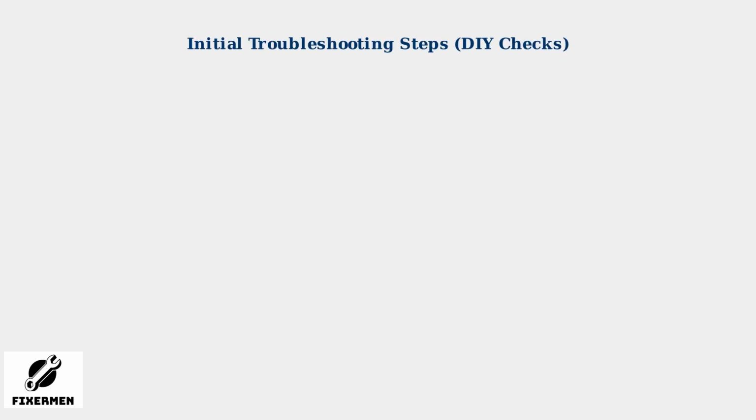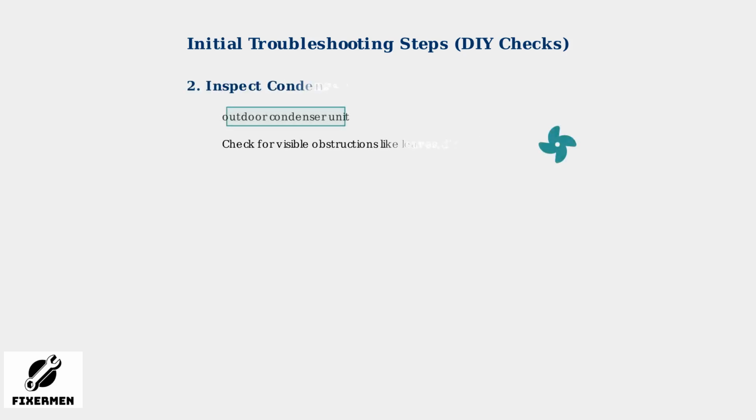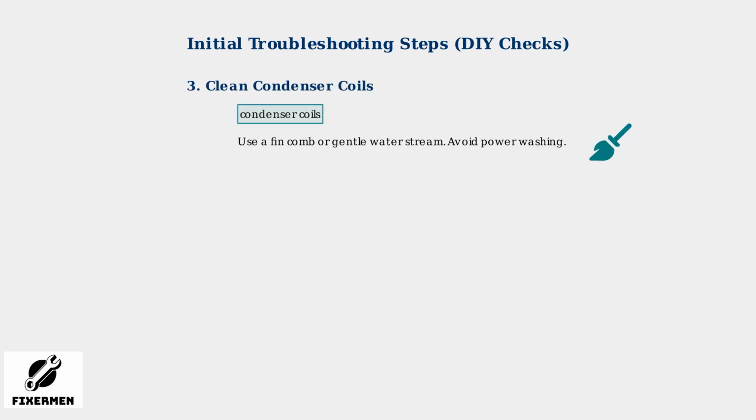Before calling a technician, perform these simple checks to troubleshoot compressor overcurrent issues. First, replace your air filter with a new one of the correct size and MERV rating. A dirty filter can restrict airflow and cause the compressor to work harder. Next, inspect the outdoor condenser unit for any visible obstructions such as leaves, dirt, or debris that could block airflow. Carefully clean the condenser coils using a fin comb or a gentle stream of water from a garden hose. Be cautious with power washing to avoid damage.